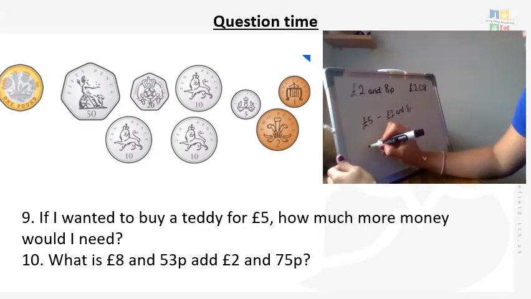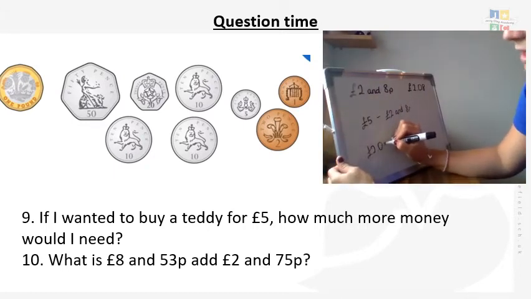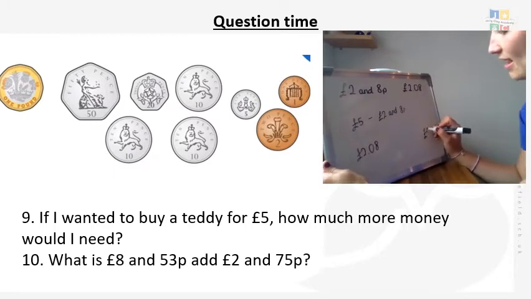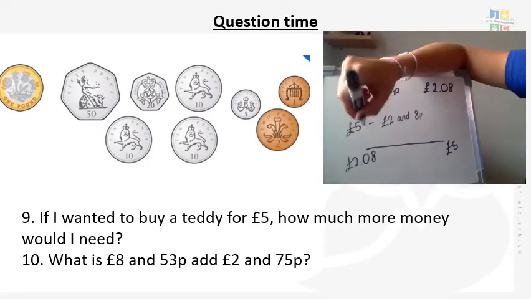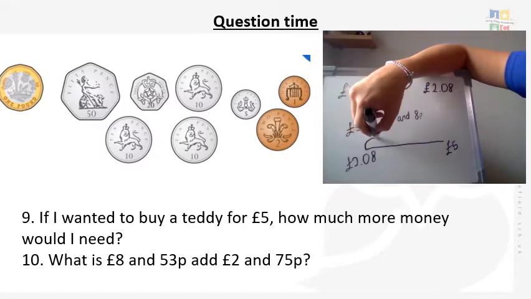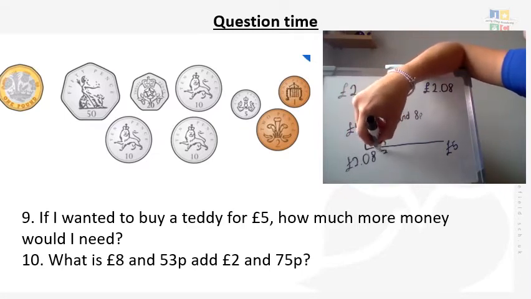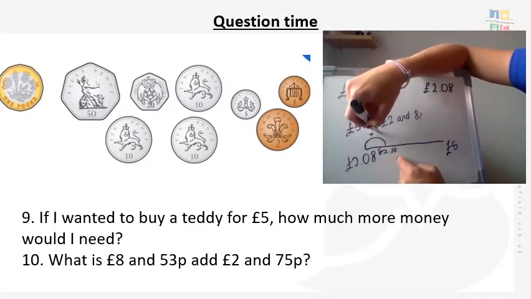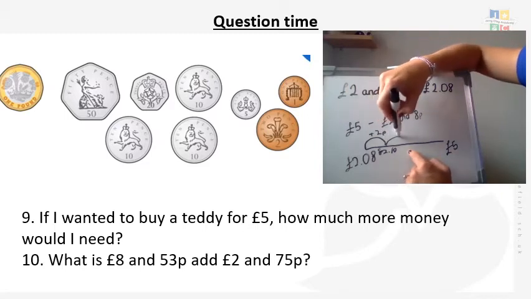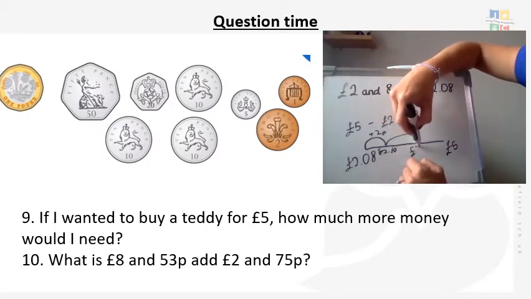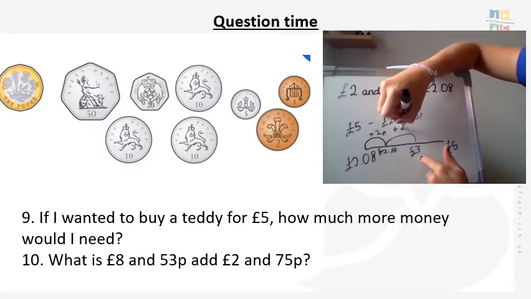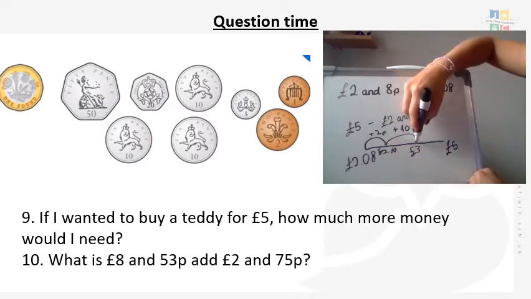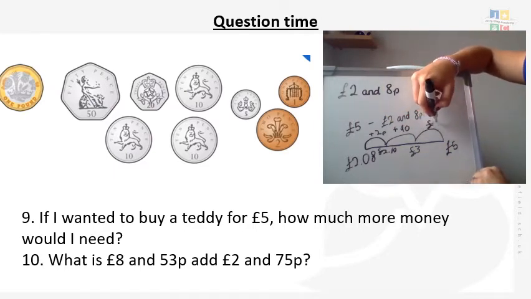So we can say if we started off at £2.08 and I want to get to £5, I can think about how much more money I would need. So I'm going to work out how much to my next pound. So I could either go to my next 10, so that would be £2.10. So there from 8 to 10 I've added 2 pence. And then I'm going to go to my next pound, so my next pound will be £3. So I've added, to get from £2.10 to £3, remember there's 100 pence in a pound, so I would have added 90 pence. And then to get from £3 to £5, I would have added £2.